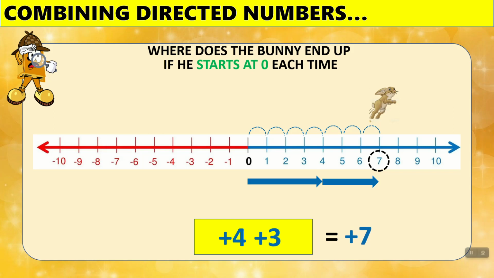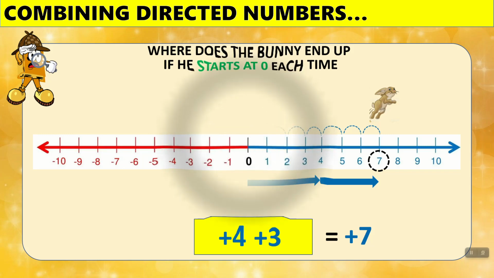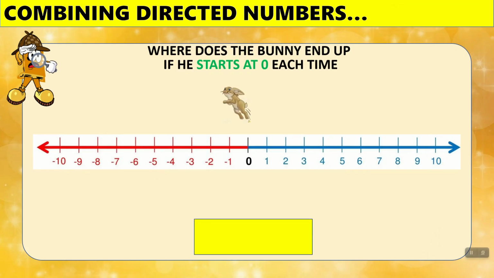And again, we know this, 4 plus 3 is 7, but this shows us on the number line exactly how that works. How about minus 2 minus 3? We know minus or negative means we go in the left direction. So the first number is minus 2. We will go 2 spaces to the left, 1, 2.